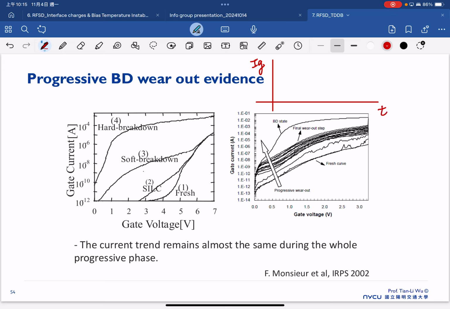And of course, when we're doing the stress, first our initial current is from here, and after a certain moment, it becomes here. So that's T equal to T0 and T equal to T1. That's phase 1 and phase 2. And in phase 2, if you come back to characterize the IGVG, you probably already see the curve has changed in this region.